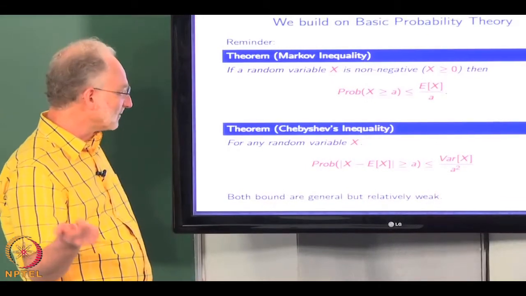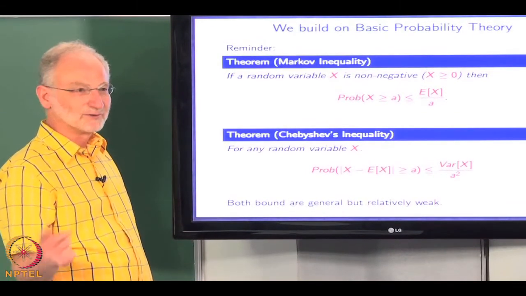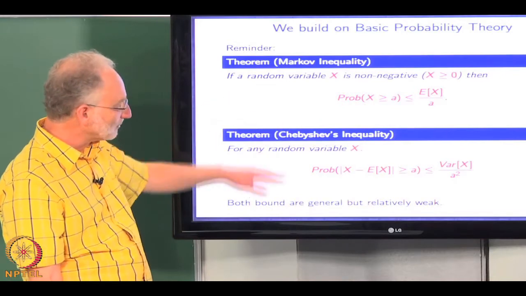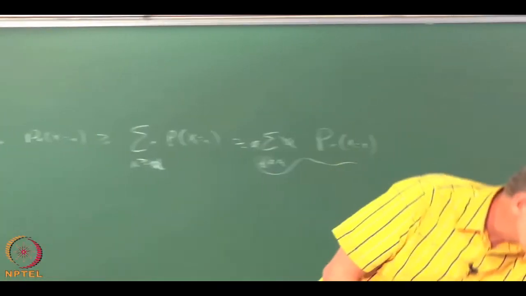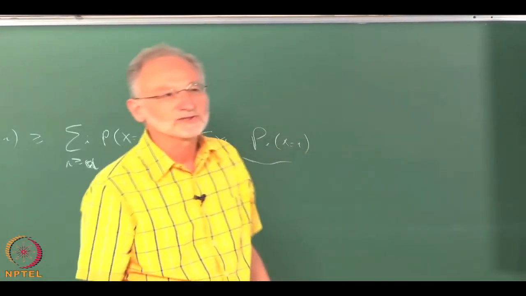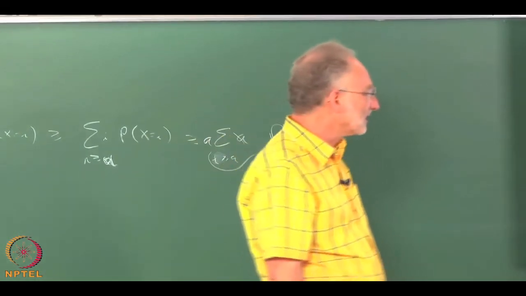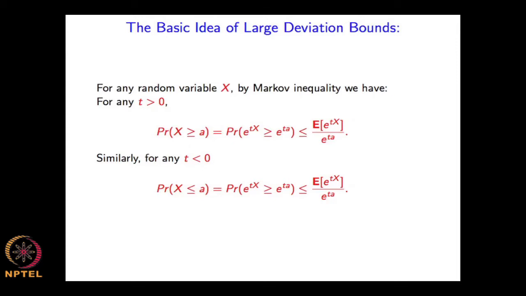Chebyshev is a stronger bound. It works for random variables that can be positive and negative. Again, we'll do the comparison and see that it gets a better bound. But that's not strong enough for what we need. We want bounds that go down exponentially. So now we get to this general technique of large deviation bounds.